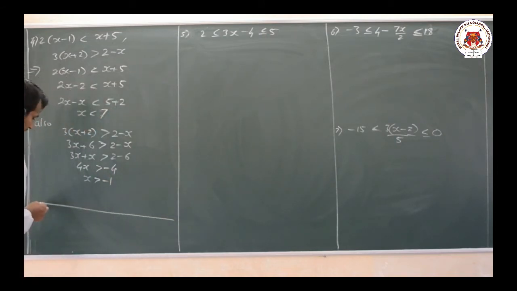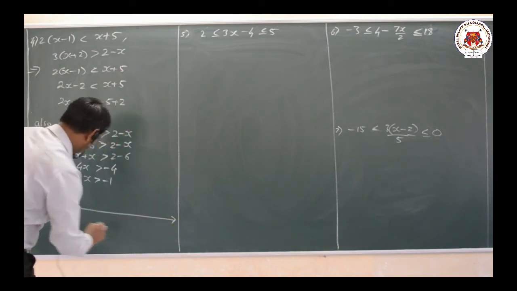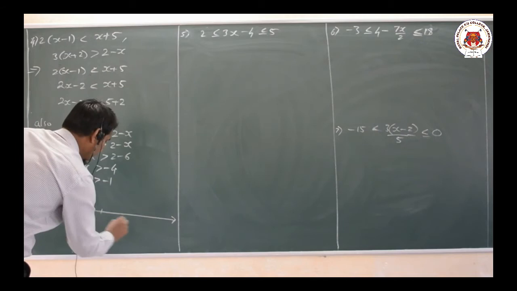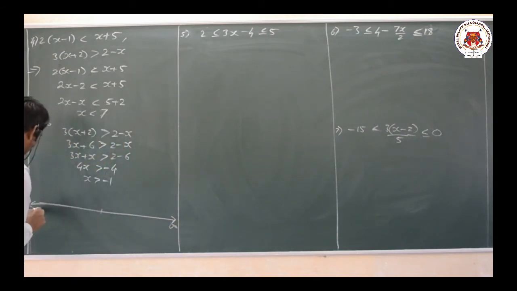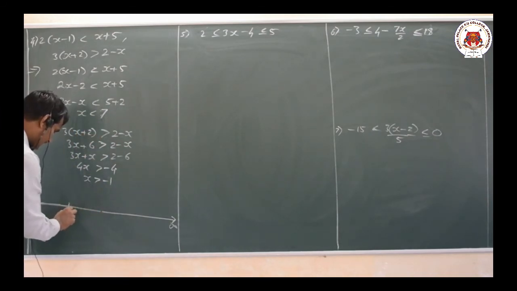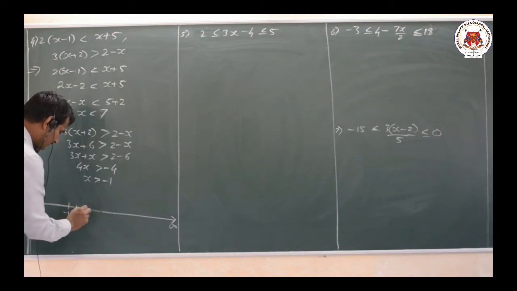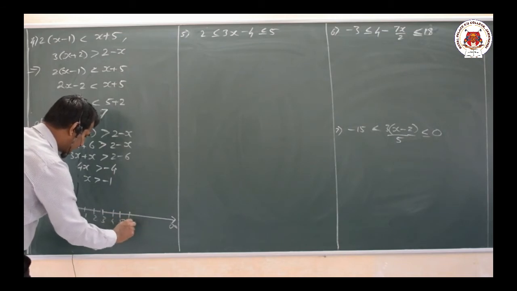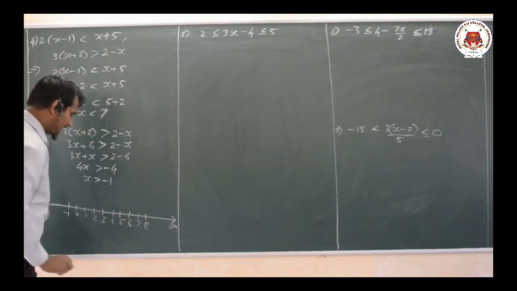Actually we require only one solution on the number line. So now let us take it from minus infinity to plus infinity on the number line. Here we can observe the values 7 and minus 1. I will take it as minus 1, 0, then 1, 2, 3, 4, 5, 6 and then 7 and then 8. Now we shall solve it.